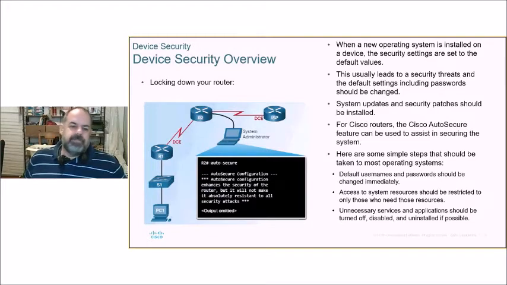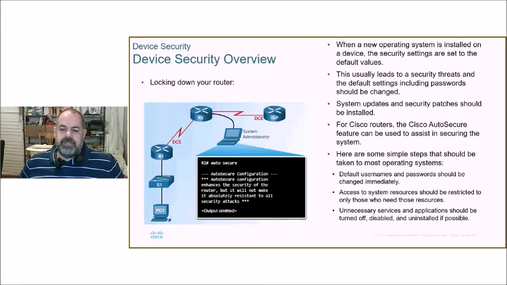Now, device security. When a new operating system is installed on a device, the security settings are set to the default values. This usually leads to security threats, and default settings, including passwords, should be changed. There are websites out there that tell you exactly what passwords are on what models of devices. System updates and security patches should be installed. For Cisco routers, the Cisco AutoSecure feature can be used to assist in securing the system. It's basically a script that asks you a lot of questions about what you do and don't need to do.